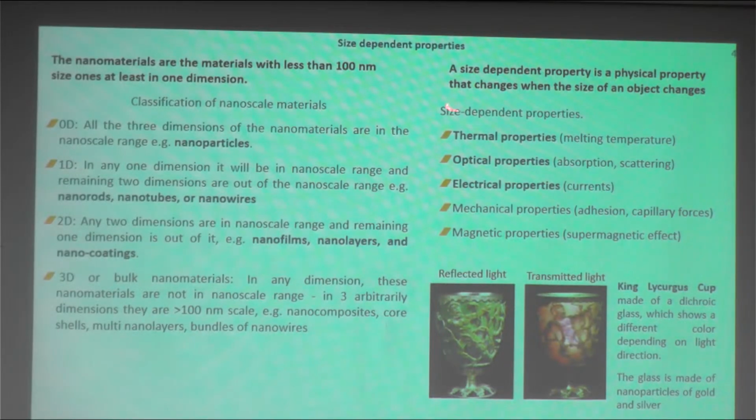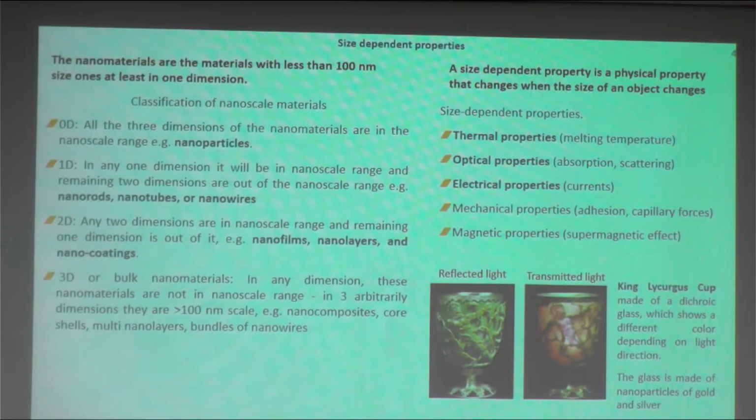So which properties can the size impact in materials? Which physical properties can be impacted? Here, size-dependent properties can influence the thermal properties, like melting temperature. They can influence optical properties, like absorption and scattering, electrical properties, currents, mechanical properties, and magnetic properties. For us, we are interested mainly in these 3: thermal, optical, and electrical properties.